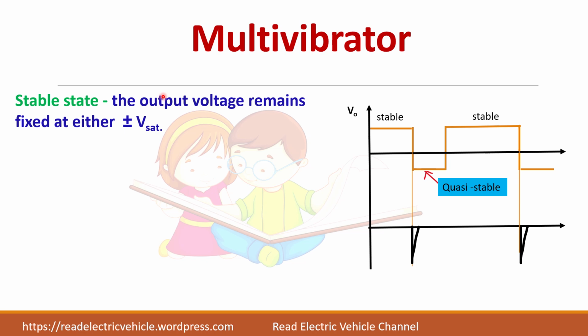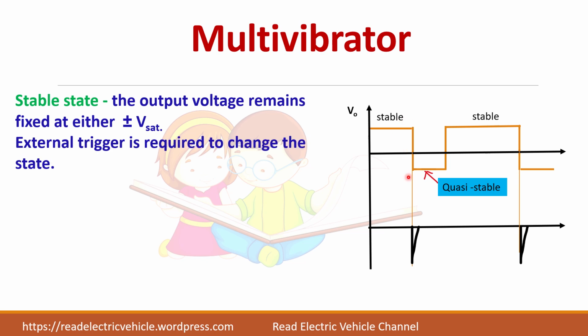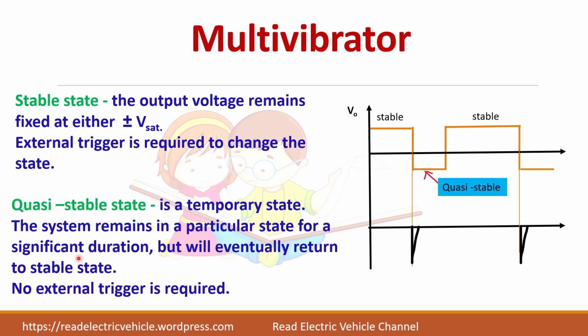So we can say that in the stable state, the output remains fixed at either plus or minus Vsat, and you have to apply an external trigger to change the state. Quasi-stable state means it is a temporary state and the system will remain in this state for a particular duration, but after some time it automatically changes from quasi-stable to stable state. So here we are not applying any external pulse.